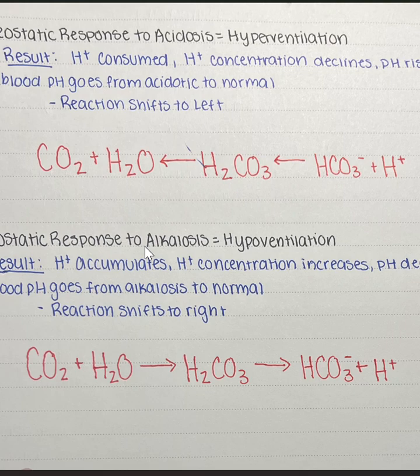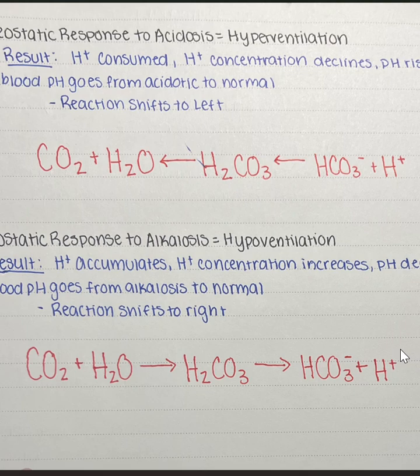Now, if the blood is alkalosis, the homeostatic response to this is going to be hypoventilation, which allows carbon dioxide to accumulate in the body faster than we can expire it. So in this case, the reaction occurs to the right. So hydrogen accumulates. We can see at the very end of this reaction, hydrogen ions are free. This causes the hydrogen concentration to increase, the blood pH levels decline, and the blood pH goes from alkalosis back to normal.